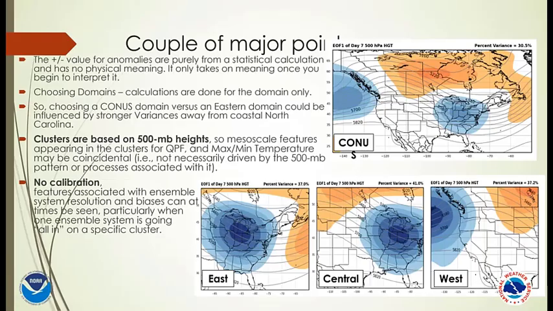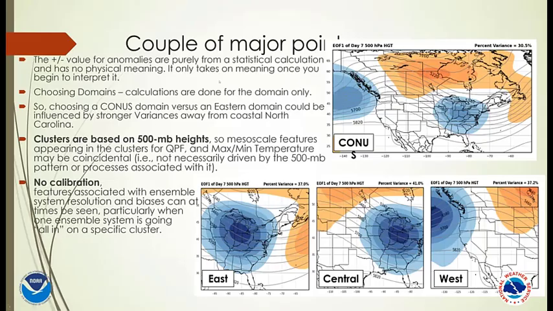Oh, I've got a problem here. Let's go back. Hang on a second. I apologize, I'll just go ahead and run this, even though it's messed up here. Remember that the total positive and negative values in these anomalies are purely from statistical calculations, and they have no physical meaning. It only tells you where to begin to interpret it.